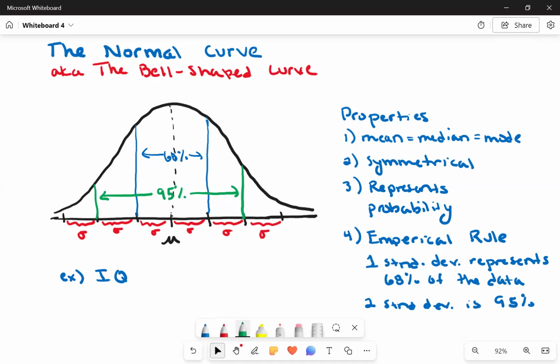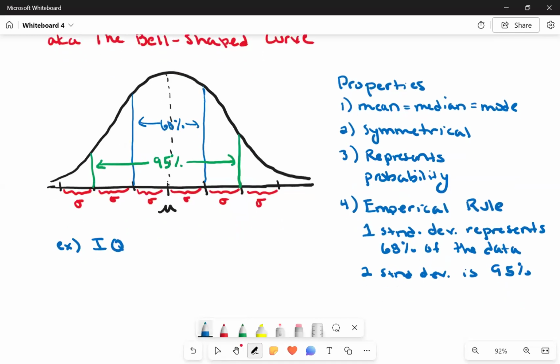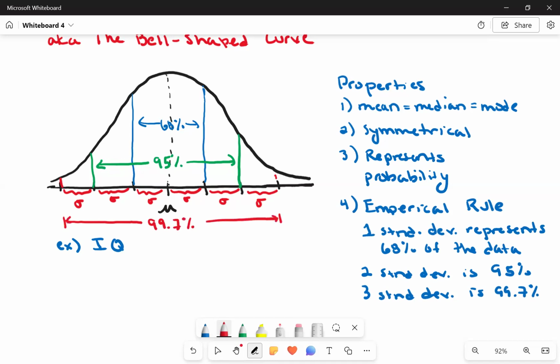And then 3 standard deviations is 99.7%. We'll use the red one for the outside one here. Actually, I'll draw it down below, it's a little bit easier. 99.7% of the data is within 3 standard deviations of the mean.